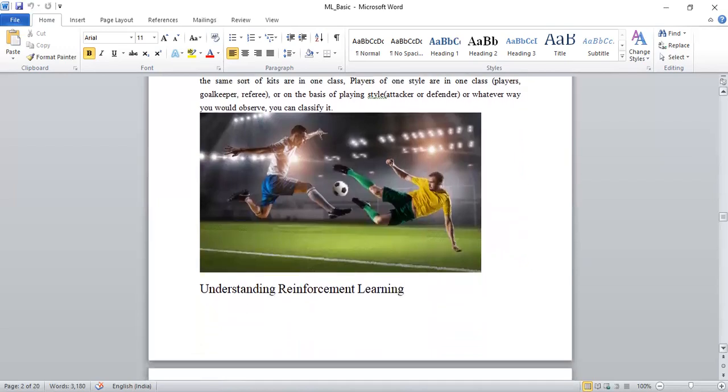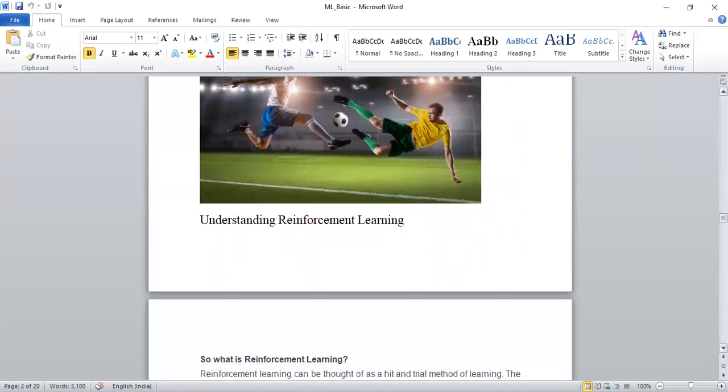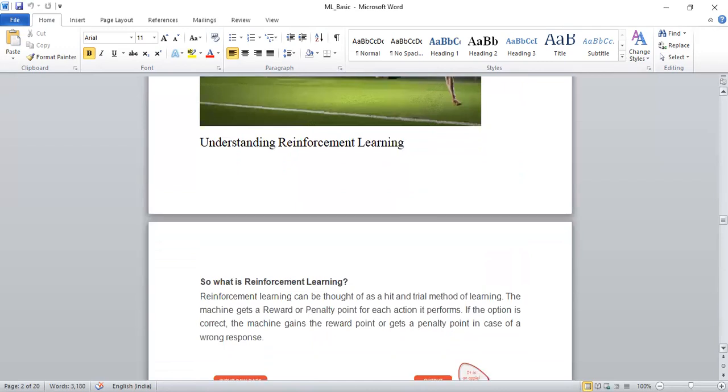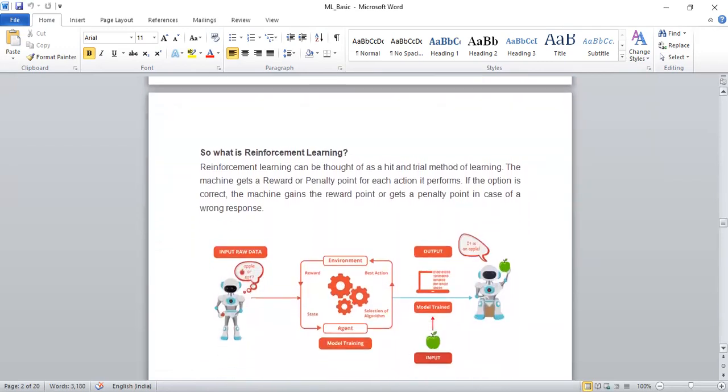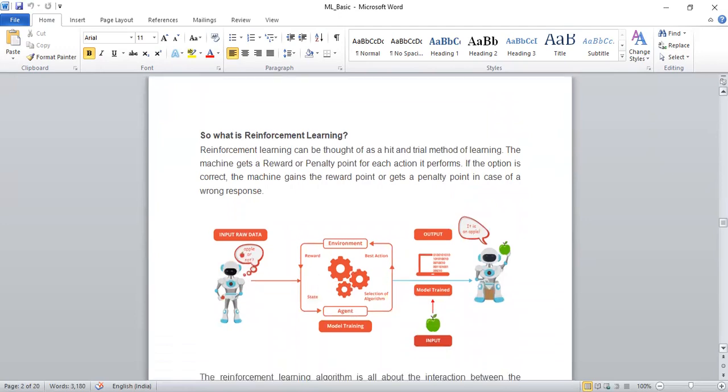So now come to the reinforcement learning part. So what is reinforcement learning?